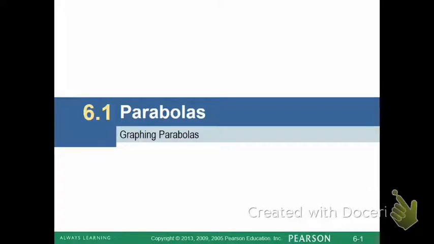Hi guys, we are on day 2 of Parabolas notes. So today we're going to be looking at how to graph parabolas and then also how to do completing the square like we've done with our other conic sections so that we can get it into standard form so that we can graph it.